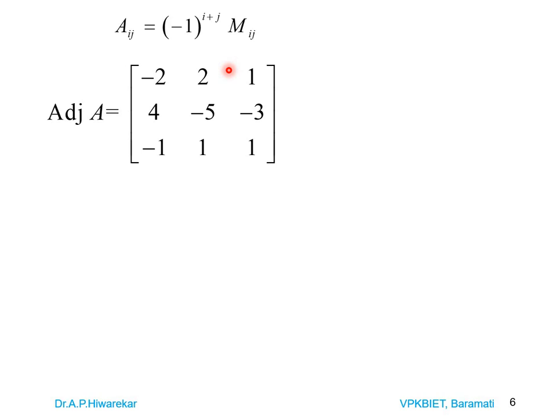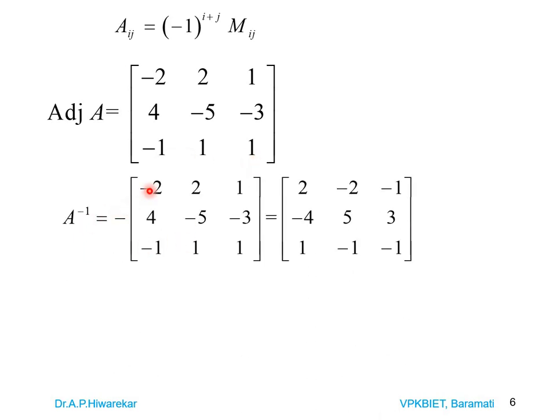So this way we find the adjoint of A, which is the transpose of the cofactor matrix. So we find Aij and we just take the transpose of those elements, and we can easily verify the adjoint of A as this: minus 2, 1, 4, minus 5, minus 3, minus 1, 1, 1. And A inverse is 1 by determinant of A, and the determinant of A is minus 1. So that's why it is minus of this matrix. If you multiply this minus sign inside you will get this.